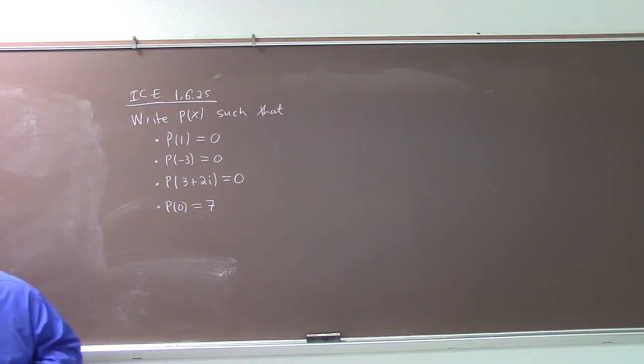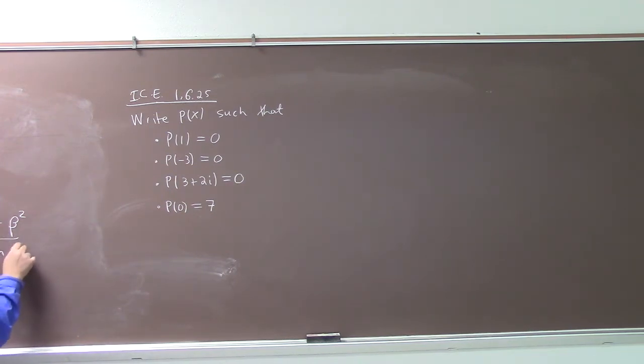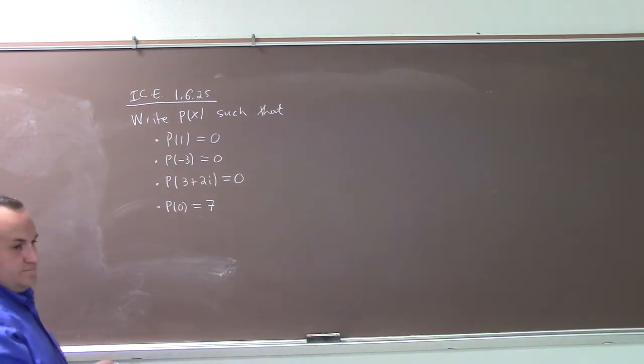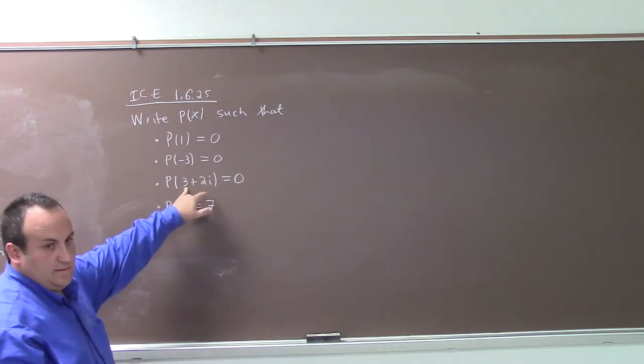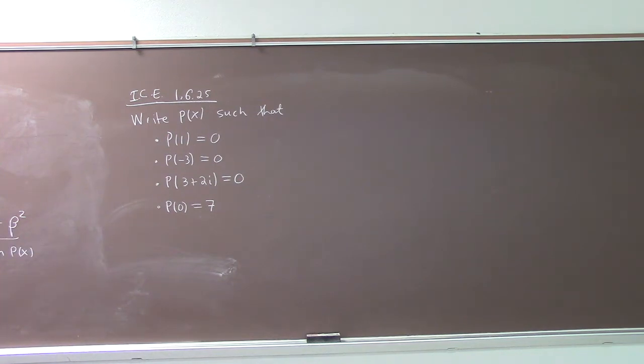So remember the theorem we found last time? If we have, how's it go? P of alpha plus i beta equals 0 if and only if what? X minus alpha squared plus beta squared is a factor in your polynomial P of x, right? So look at this. This is alpha equals 3, right? Beta equals 2.